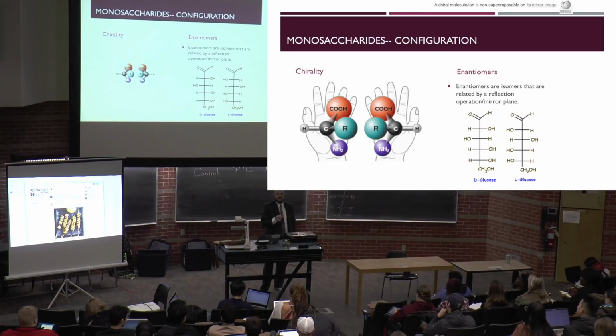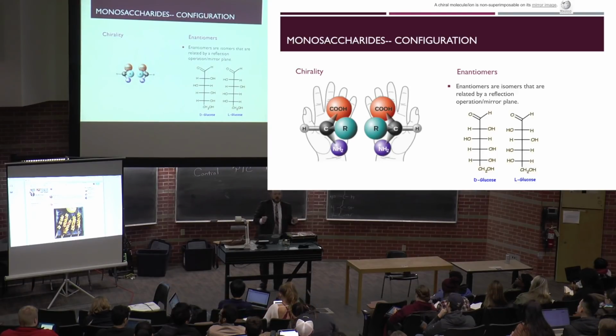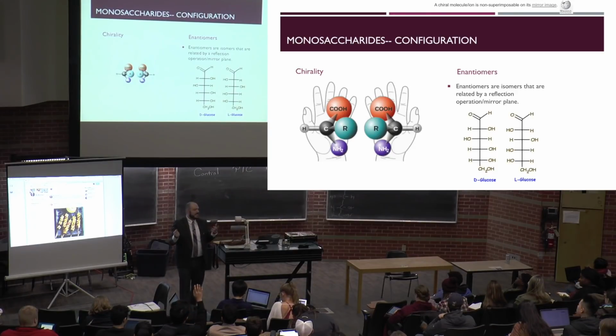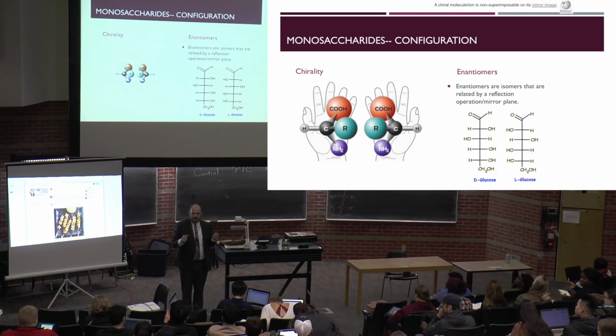Yes, so what does D stand for? You're right, it's on the left side. It is dextrorotary. L is levorotary. So what is that telling you? What is dextro and levo? It's telling you the orientation of the hydrocarbons.